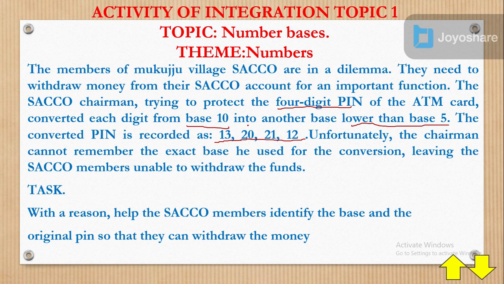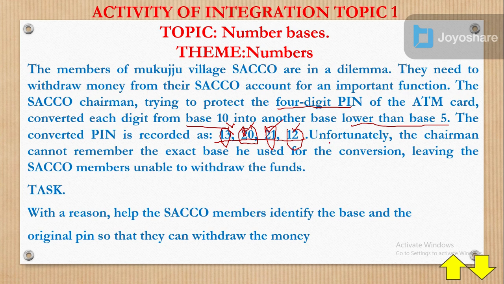Now take note, these are 4 digits. It means that this 13 is for one digit, this 20 is for a certain digit, this 21 is for a certain digit, and this 12 is also for a certain digit. So all these digits have different values. This is 1, this is 2, this is 3, and this is 4. You see them as 2 digits, but they mean 1 digit, if we put everything in base 10.